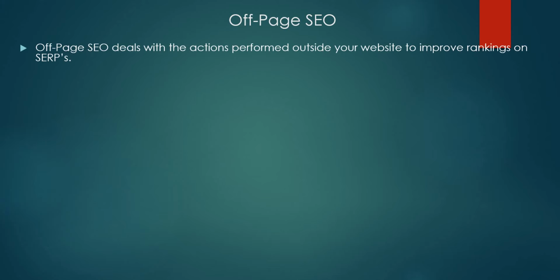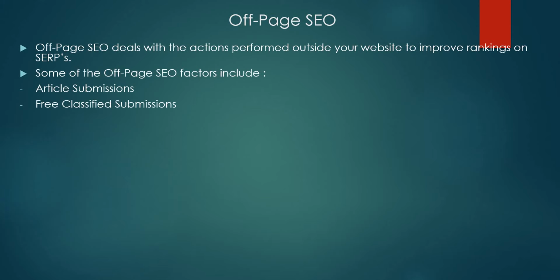Now, what is off-page? Now, off-page SEO deals with the actions performed outside your website to improve rankings on search engine results pages. So anything that you do outside of your website, not on your website, outside your website to bring more qualified traffic to your website is called off-page. Right? What is that? That includes article submissions. For example, you are submitting some articles, free classified submissions. Now, if you remember before, there used to be classified submissions in newspapers, right? So you have here online submissions, forum posting.